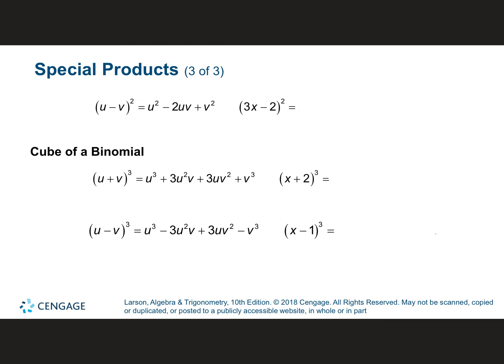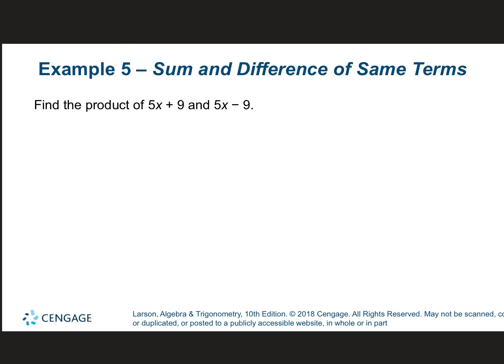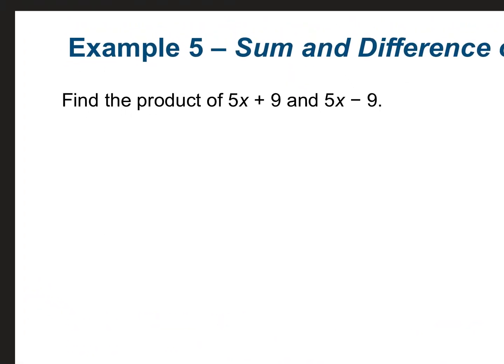So these are just some pictures, some guidelines of what the special patterns look like. But when they ask you to actually find the product, what does the word product mean? Multiply. Okay, so they're saying find the product between 5x plus 9 and 5x minus 9. What do you guys notice about 5x plus 9 and 5x minus 9? It is the difference of perfect squares. Some of you may not have been able to articulate that, but you notice, well, oh, geez, the 5x and the 9 are the same, but the signs are different. This is a special pattern.